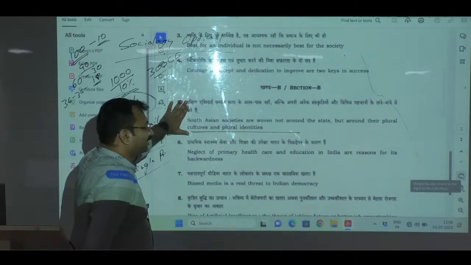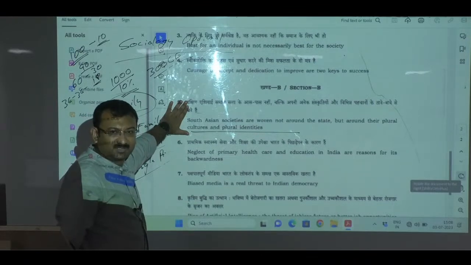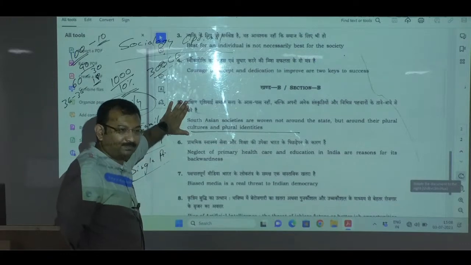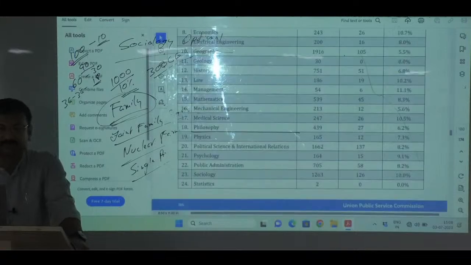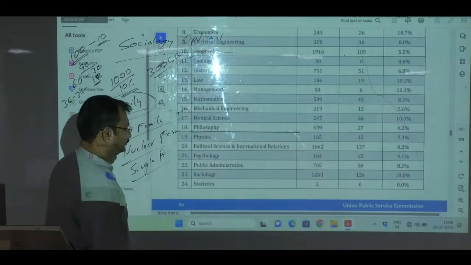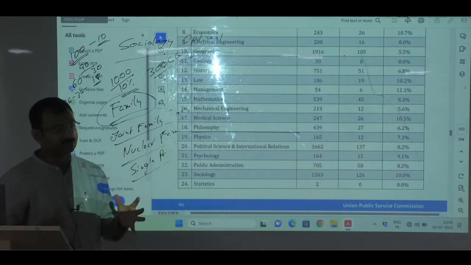South Asian societies are woven not around the state, but around their plural cultures and plural identities. Should I elaborate this? Do I have to elaborate this? The idea of plurality in India, in Indian society. Now do you realize why this result? Why among those subjects with which more than 1,000 students appear, it's sociology that gives us around 10% result? It's not because of any one reason. Multiplicity of reasons.